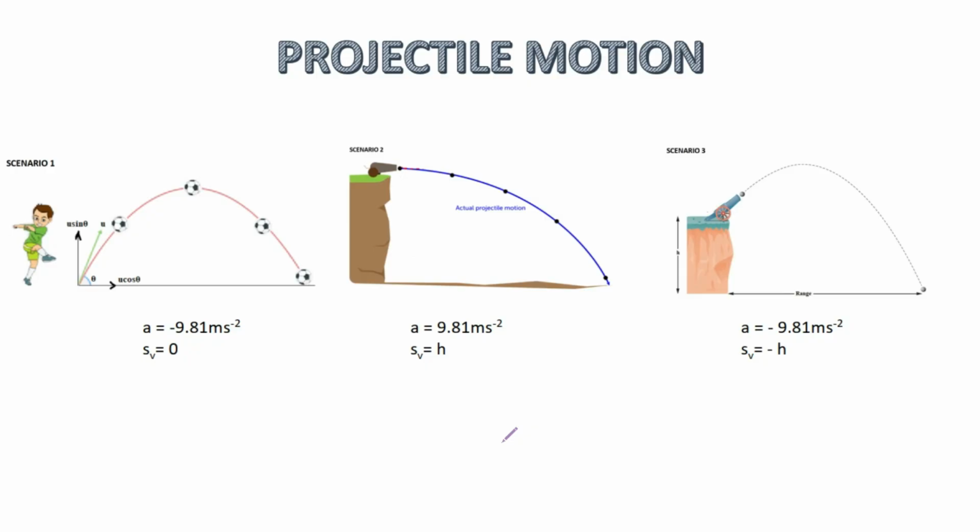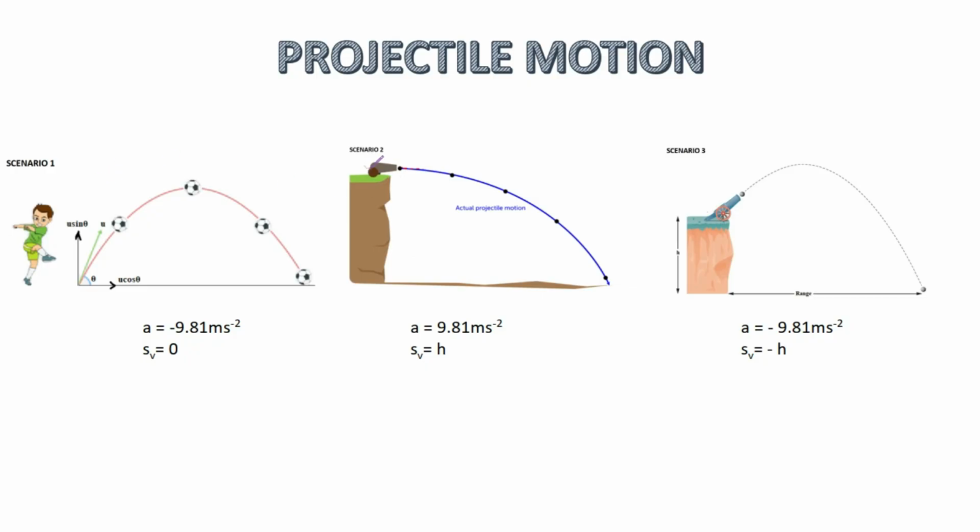So in scenario one, what I call scenario one is when the projectile is launched, it lands at the same level it was launched from. And when it lands at the same level it was launched from, the total vertical displacement is zero. And since there is double motion involved, as in going up and coming down, the acceleration would be minus 9.81. This is what you need to remember at all times about scenario one.